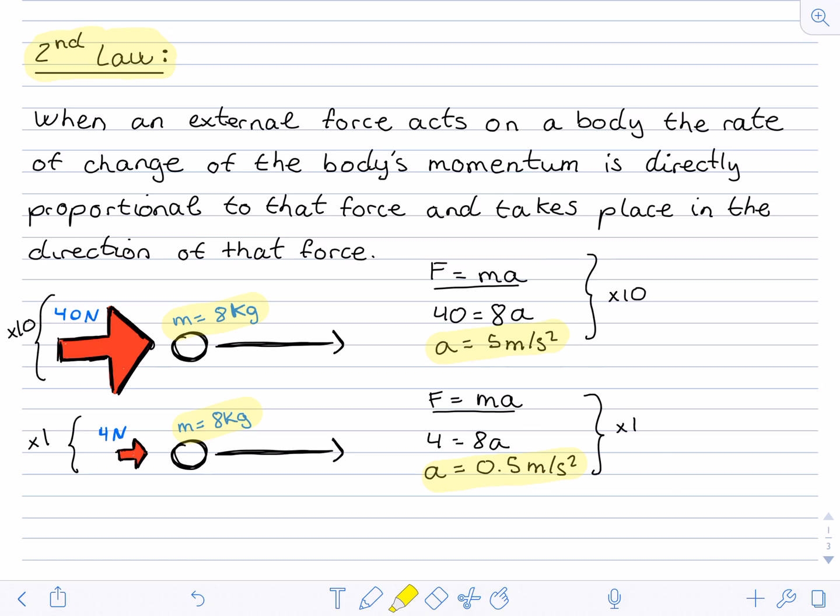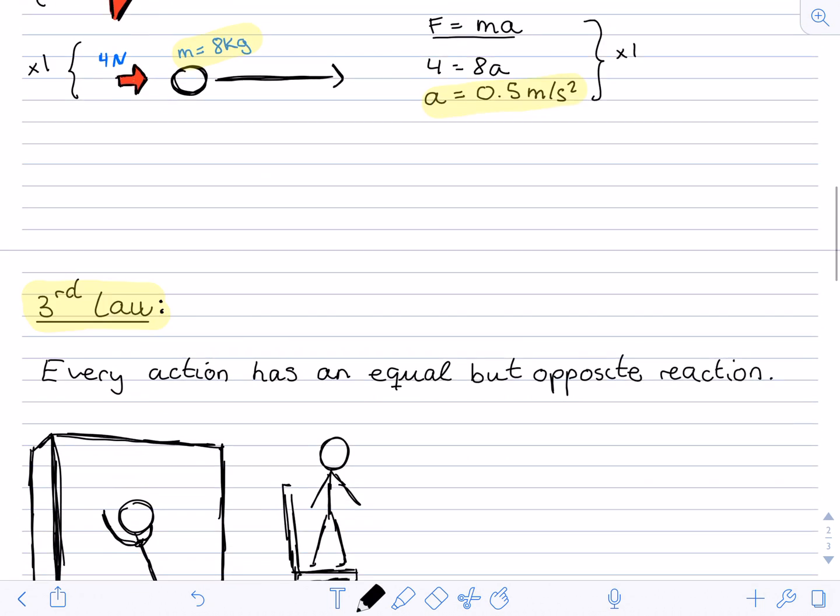So when an external force acts on a body, the rate of change of the body's momentum is directly proportional to that force, which we just proved, and takes place in the direction of that force. That little part there means that if we apply a force on the ball in this direction, the ball is going to keep going into the direction of that force. The ball isn't going to bounce up or down or any other direction. So that's what it means when you see it takes place in the direction of that force. So now we'll find the logic of it. It'll be a lot easier to understand the definition.